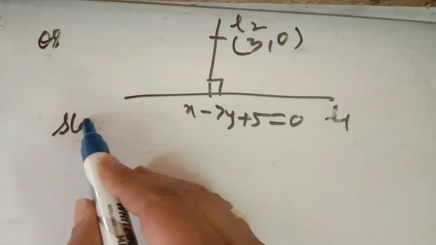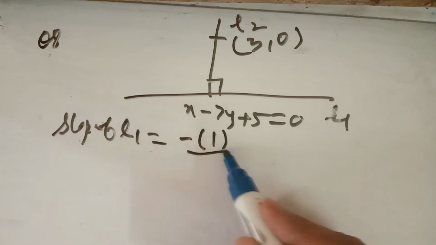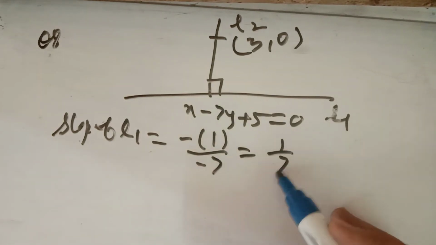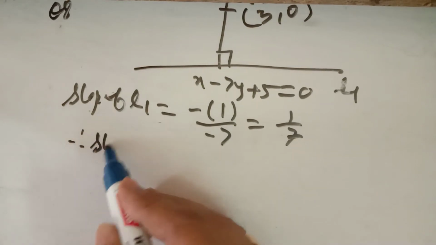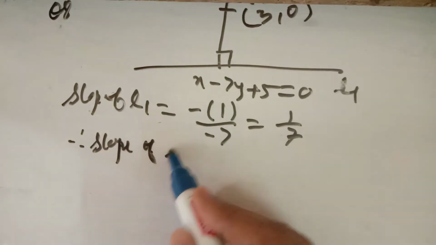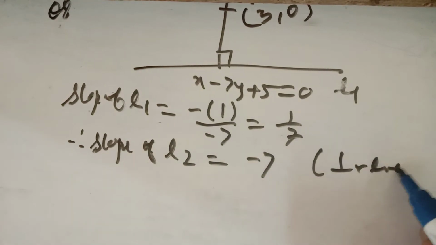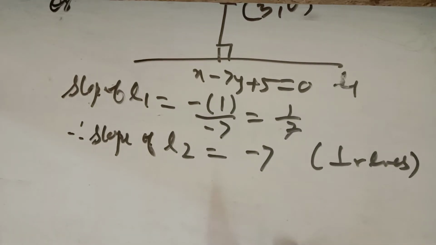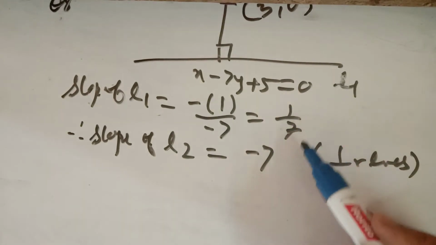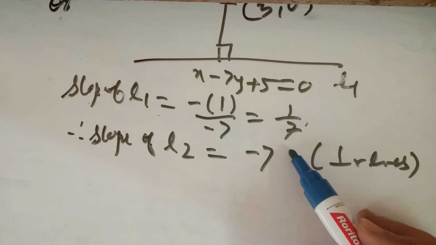Now the slope of the line L1 will be equal to minus a upon b, which is plus 1 upon 7. Therefore the slope of the line L2 will be the negative reciprocal of this, because the lines are perpendicular. If the lines are perpendicular, then the product of their slopes is equal to minus 1. If the slope of the line L1 is 1 upon 7, so naturally the slope of its perpendicular line will be equal to minus 7, because their product will be equal to minus 1.